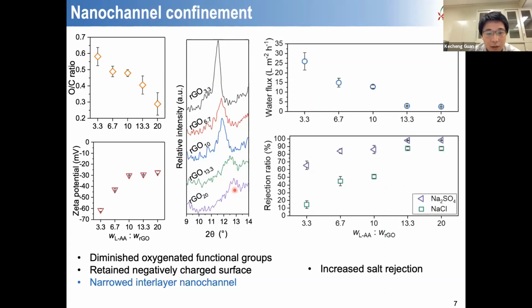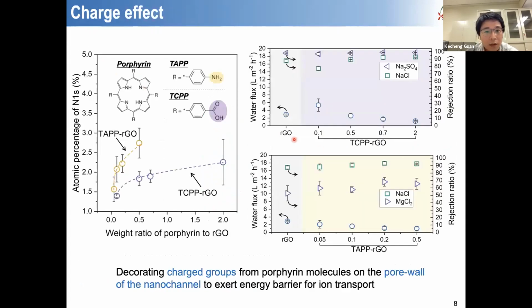Of course, this narrowing of interlayer spacing leads to decreased water flux, but the salt rejection was improved a lot, especially for sodium chloride. We can see the rejection ratio was improved from around 10% to 90%. And next, we studied the charge effect of the nanochannel, which corresponds to the interaction-based energy barrier. We selected two types of porphyrin molecules with different charged groups to be intercalated inside the nanochannel.